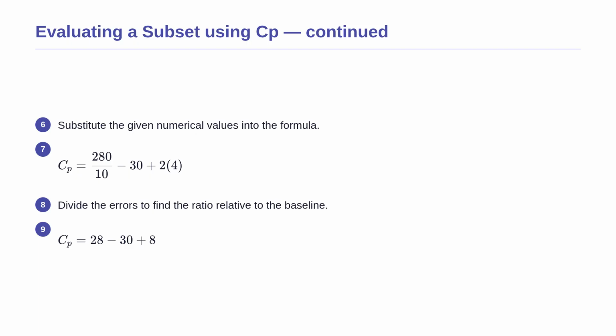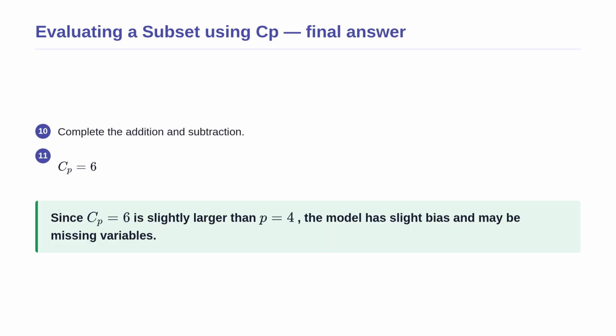We are now left with a simple addition and subtraction problem. We complete the calculation to find our final answer. 28 minus 30 plus 8 gives us exactly 6. We must now interpret this number by comparing it to our parameter count, which is 4. Since 6 is reasonably close to 4, this smaller model is a decent candidate and fits the data fairly well. However, because 6 is still somewhat larger than 4, it tells us that there might be a slight bias. The model is likely missing some important information, and we might want to test a model with 5 parameters to see if we can get a perfect match.